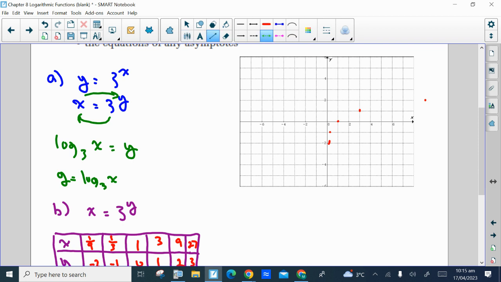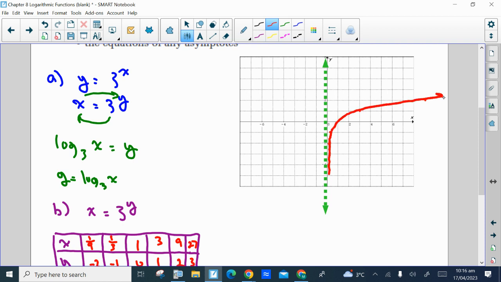The logarithmic function, unless it's been shifted left or right, will have a vertical asymptote on the y-axis, which is the reason why you cannot take the log of 0 or the log of a negative number, because this graph will always be on the right side of the y-axis. The y-axis acts as an asymptote, the line x equals 0, because x cannot equal 0.